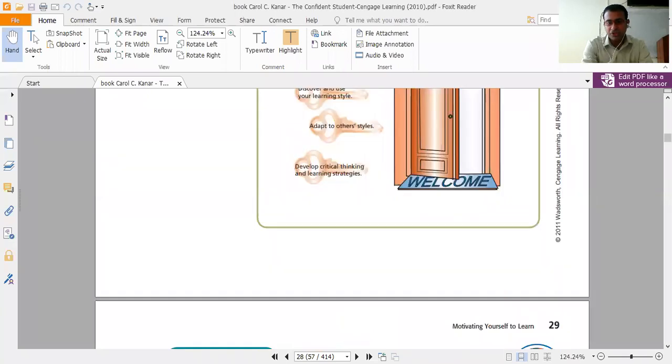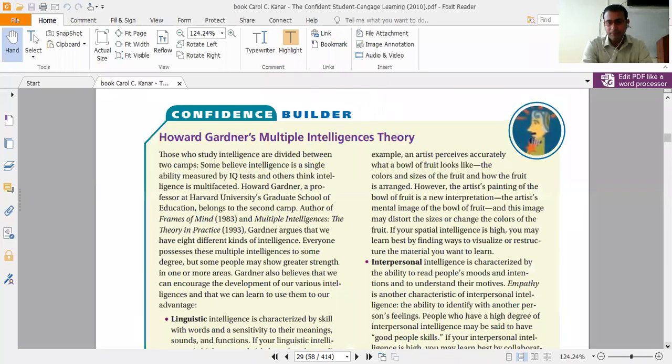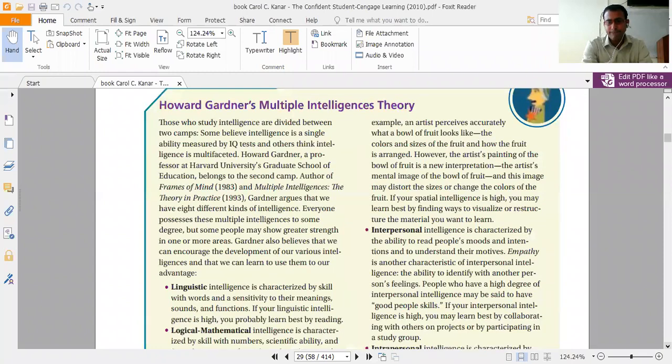Is this clear? Do you have any question here? No, sir. Sir, please explain the learning style. How would we know that our learning style is better or not, and how would we copy the other styles? Yes, just please wait. After this multiple intelligence theory, we are going to talk about the learning style. So I think you should wait a little bit.